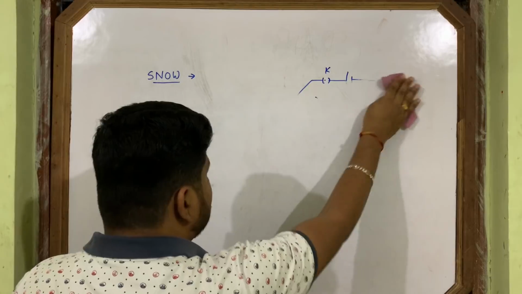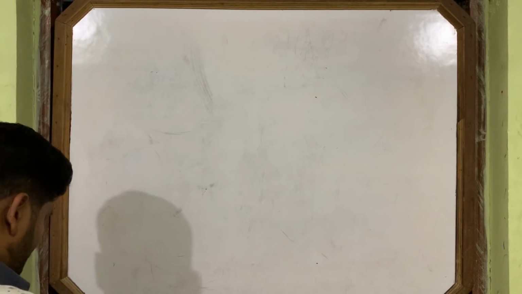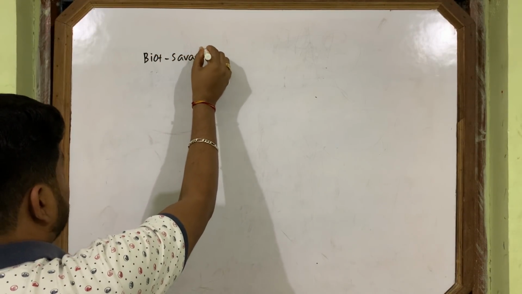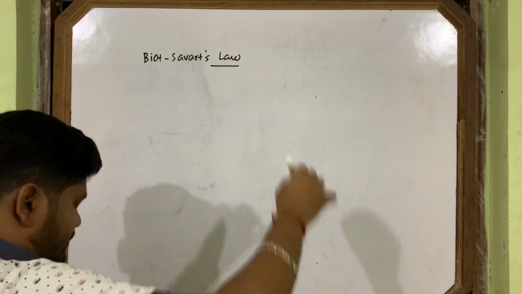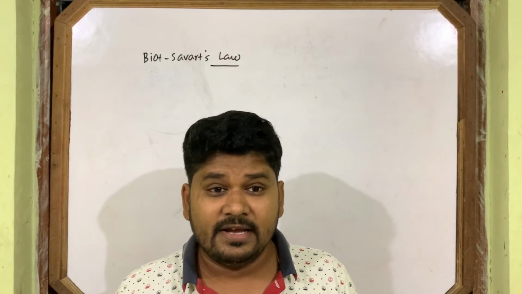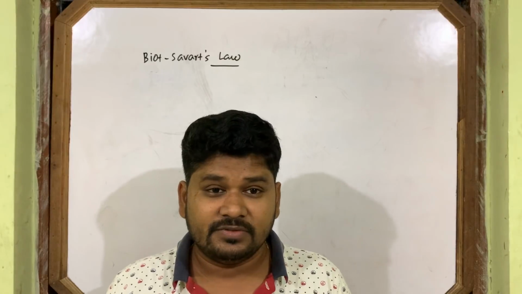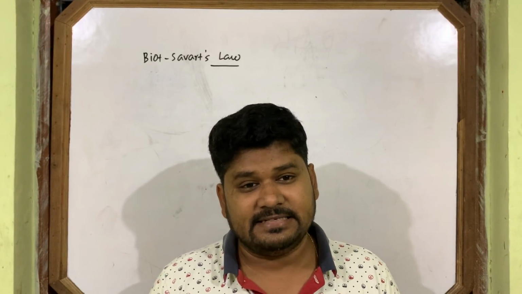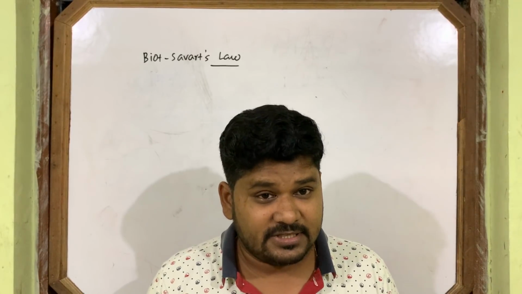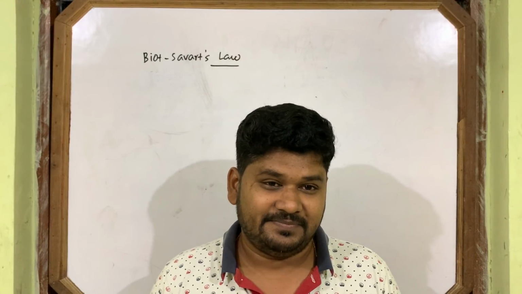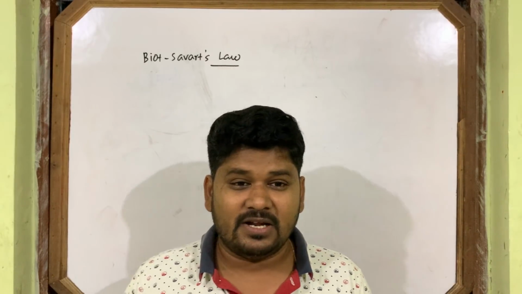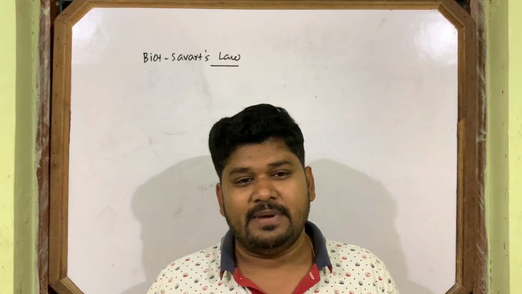Biot Savart then gave the expression of magnetic field. The next law comes here, Biot Savart's law. Now we'll discuss. What does this law tell? I told you this law provides the expression of magnetic field intensity, but not due to a conductor. The expression is given by Biot Savart law, but due to a small element.